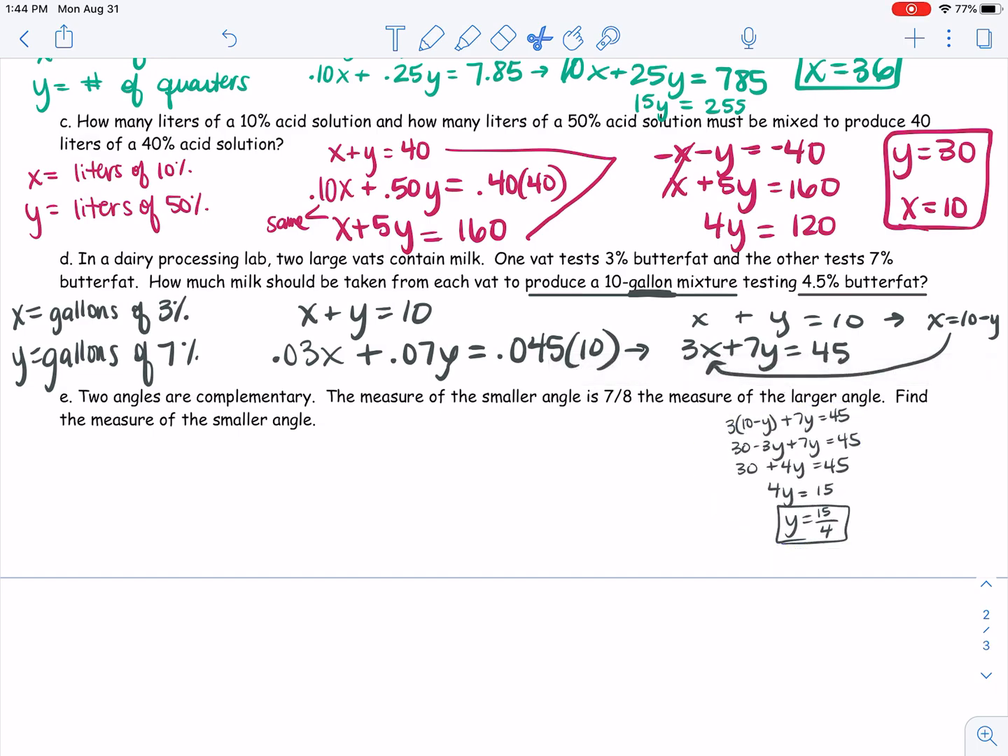And so if that's my value of y, then x is going to be 10 minus that 15 over 4, which would be 40 over 4 minus 15 over 4, which is 25 over 4. So there we go.